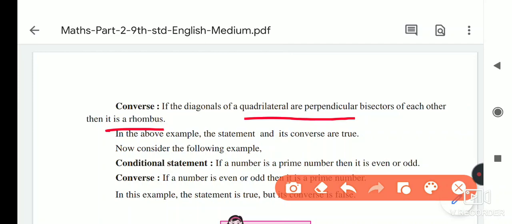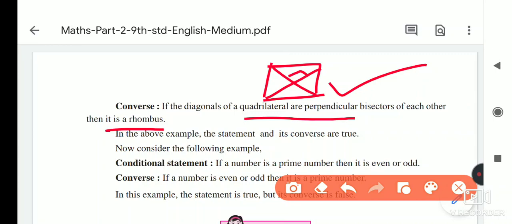Okay, in this figure, if these diagonals are perpendicular bisectors of each other, the given quadrilateral is a rhombus. That statement is correct, which means its converse is also correct and its conditional statement is also correct. Both are correct for this statement.